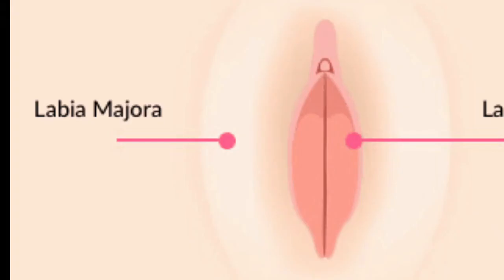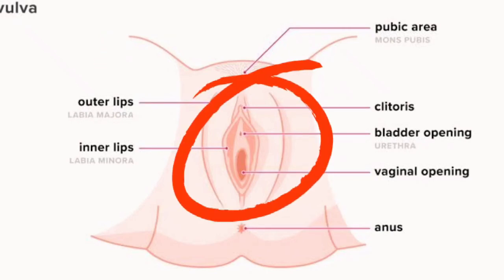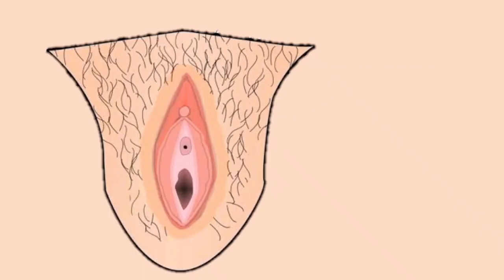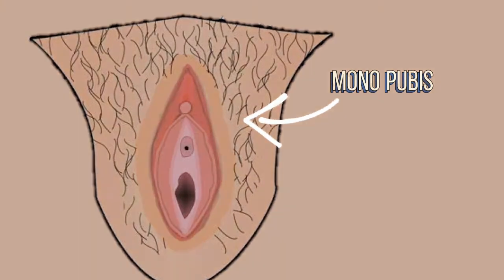Labia majora. The labia majora, also known as the outer lips, enclose and protect the other external reproductive organs. During puberty, hair growth occurs on the skin of the labia majora, which also contains sweat and oil-secreting glands.